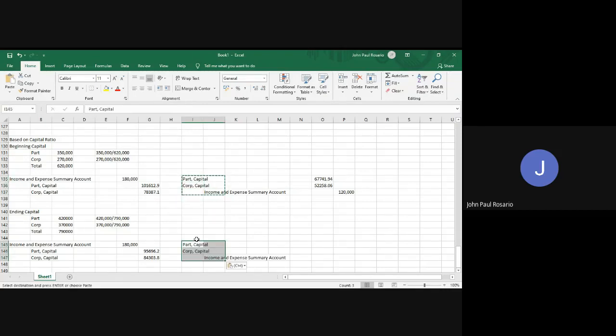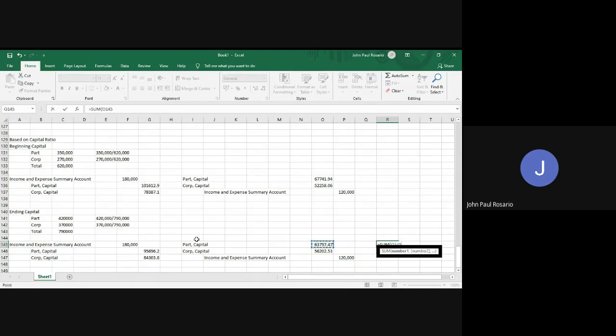Then, if it's a loss, so the loss is 120. Then, share is 120. Multiply by 420 over 790. While for Corp, it would be 370 over 790. Total would be, let's see, does it sum to 120? Yes, 120 is the total. So, this is the correct profit sharing.